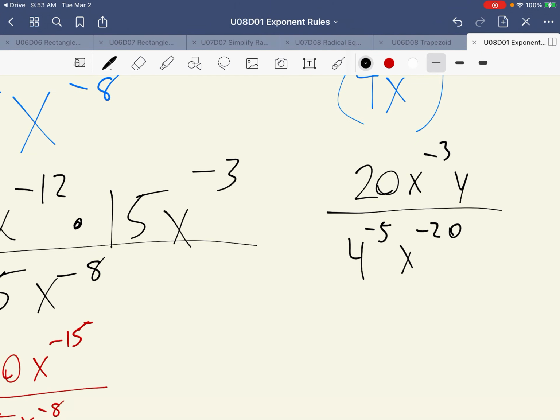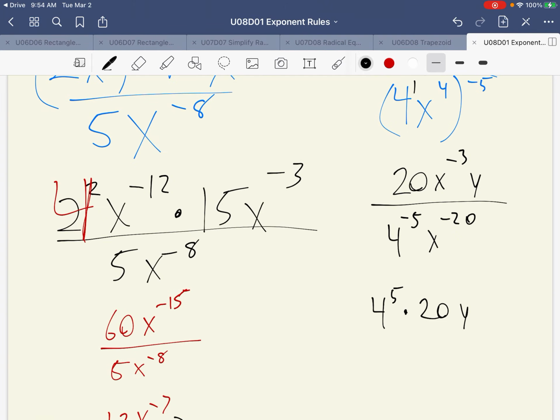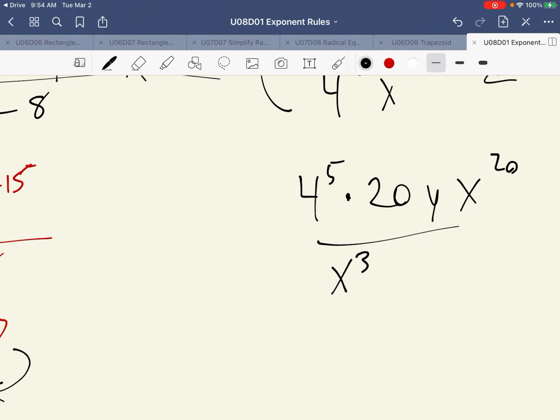We can move everything at the beginning and the end as well. So I'm actually going to, in this case, apply the negative exponent rules up front. So this will become 4 to the 5th, 20, y. So I moved the 4 to the 5th to the numerator. We're going to move the x to the negative 3rd to the denominator. And we're going to move the x to the 20th to the numerator. So now there's no negative exponents, and we can just simplify the problem as per usual. So this will be 4 to the 5th times 20, y, x to the 17th.